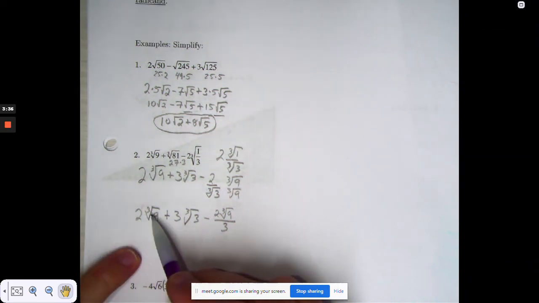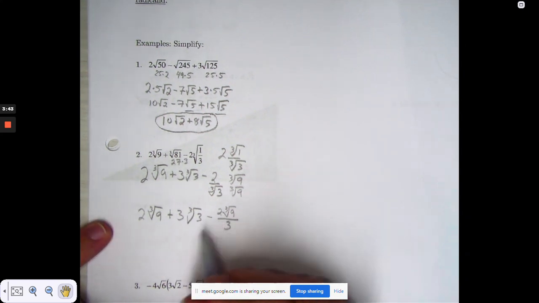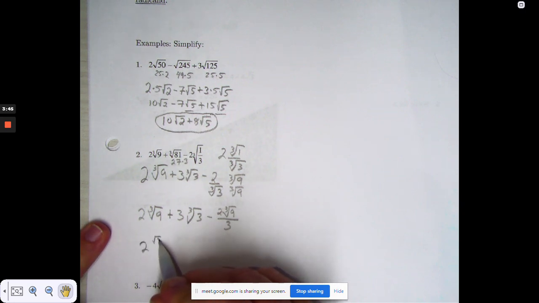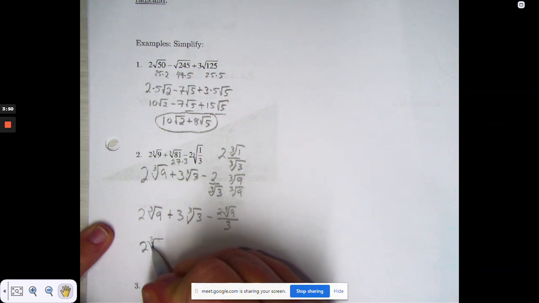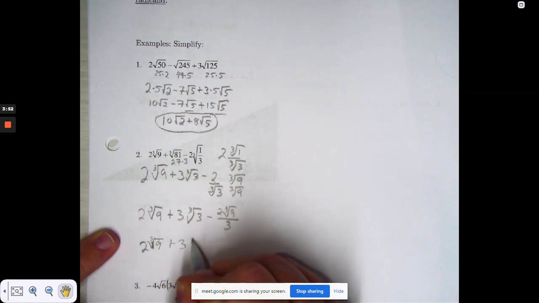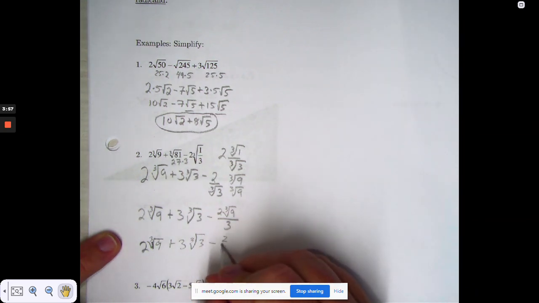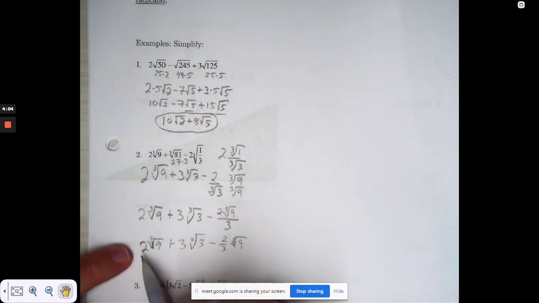Now, this is 2 times the cube root of 9. This is 2/3 times the cube root of 9. Now, if it helps you, you can write this as 2 times the cube root of 9 plus 3 times the cube root of 3, and then minus 2/3 times the cube root of 9. Some people find that helpful so they can see that this is the cube root of 9 and this is the cube root of 9, which means you can pull them together.